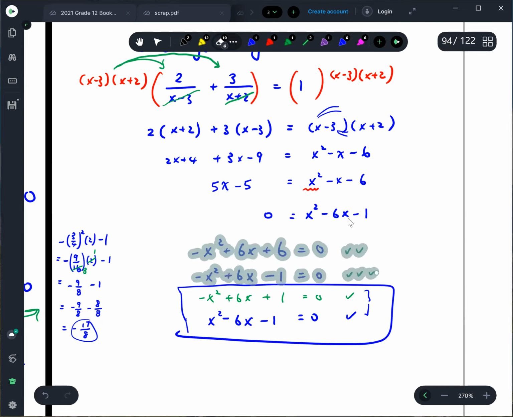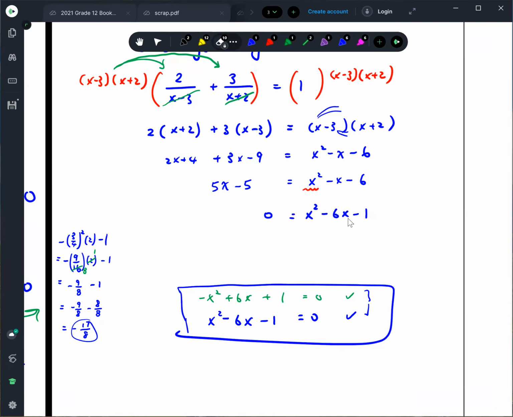Okay, so please check your mistakes. Find out where you went wrong so you don't do the same thing again. Okay, but either the green one or the blue one, they're both correct. Okay, you can move to either side. I'm going to keep the x squared positive, all right?